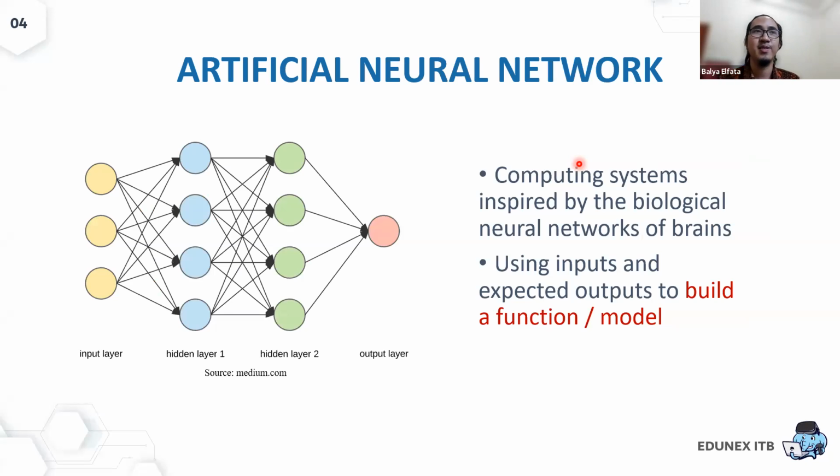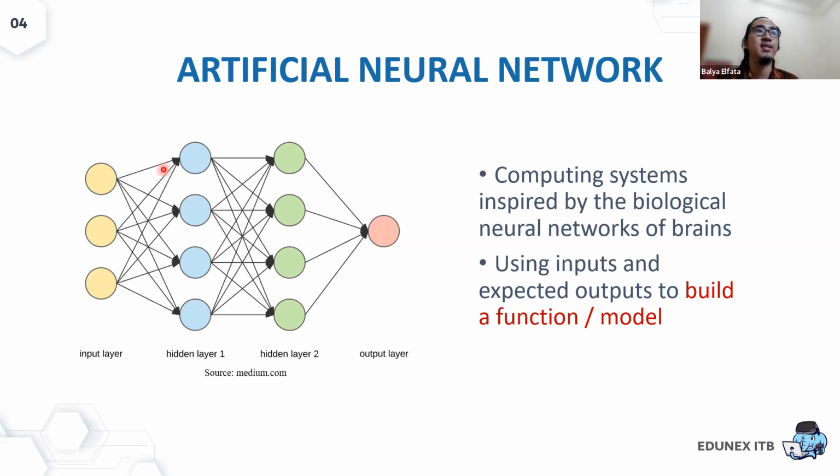And for artificial neural network, it's a really cool thing. It is inspired by our brain, which has many neuron systems. Here is an example of an artificial neural network where we have 3 inputs and 1 output, and there are 2 hidden layers here, each with 4 neurons.